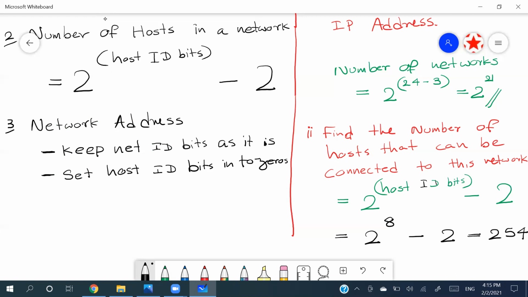We are not talking about the dotted decimal numbers we see in the normal IP address, but the bits that represent the dotted decimal, the ones and zeros. So to find the network address, keep net ID bits as it is, don't change them, and set host ID bits into zeros. Write down this third equation.